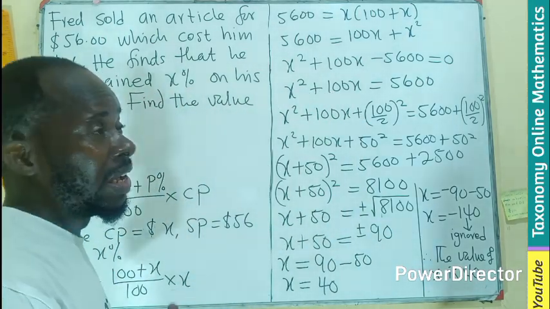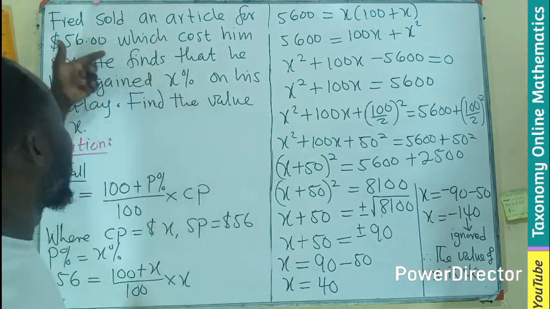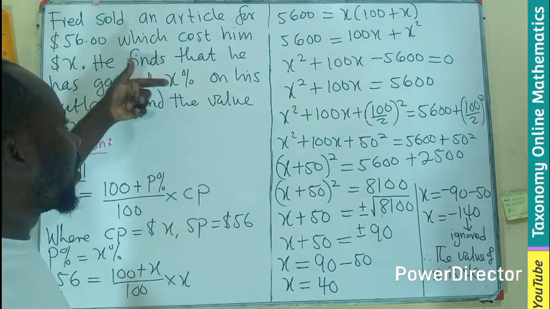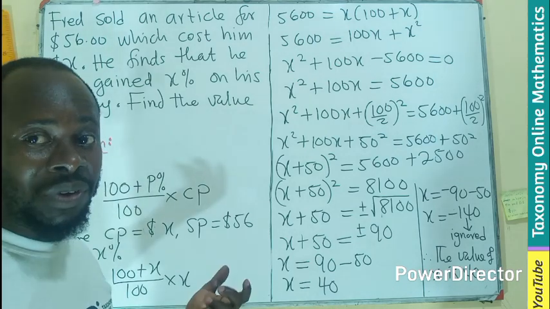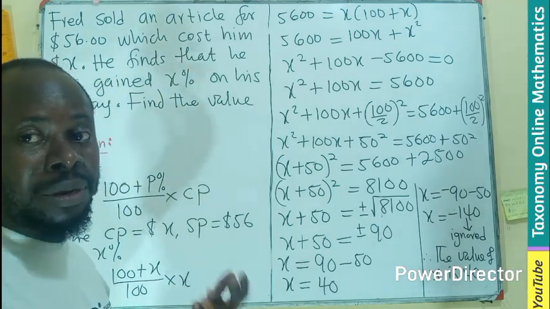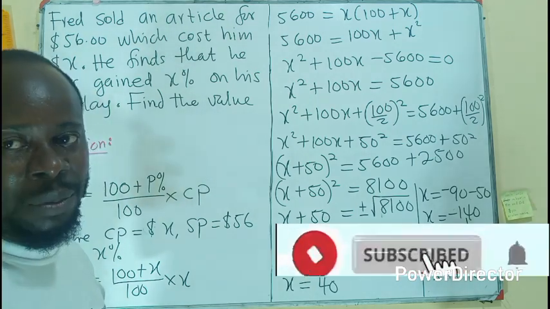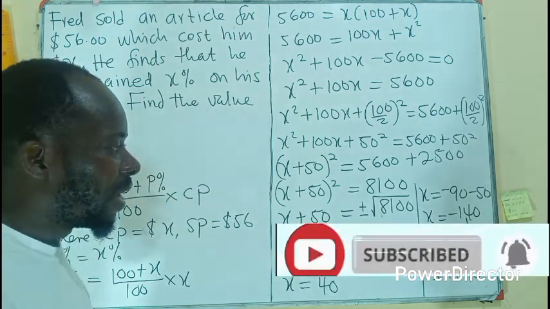In other words, it is $40 that he bought the article for before selling it at this price and making a 40% profit on it. Now you can also take it as a normal word problem, pick it one by one. If there is an increment, you can also apply the same concept and come back to where we landed at 40.